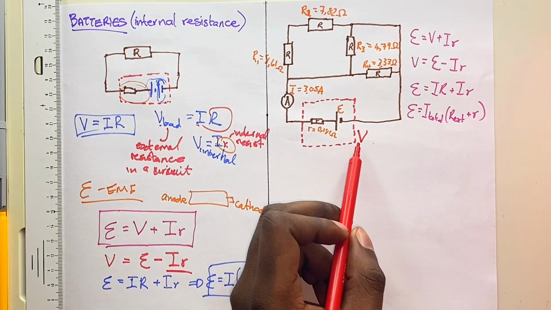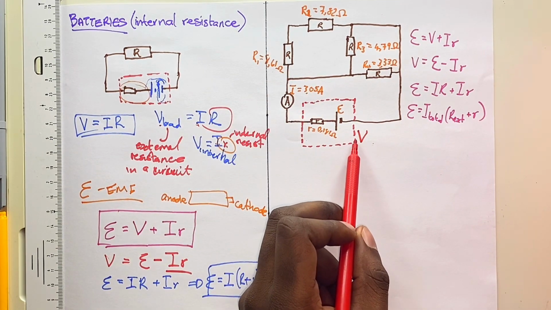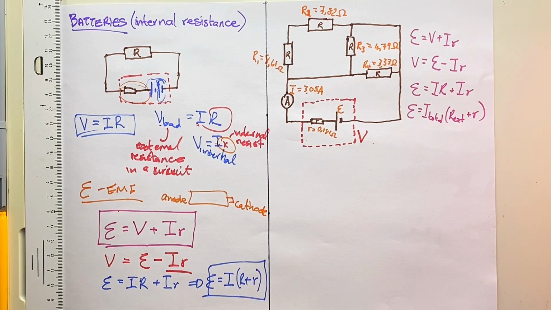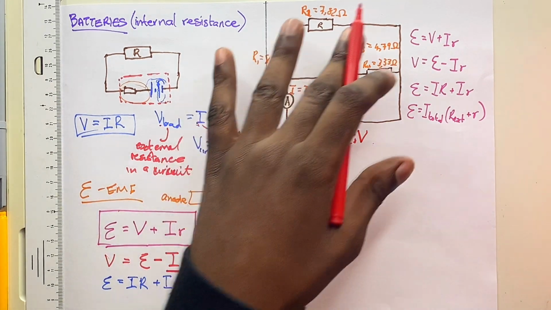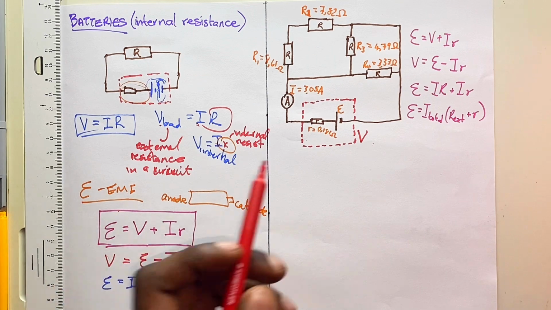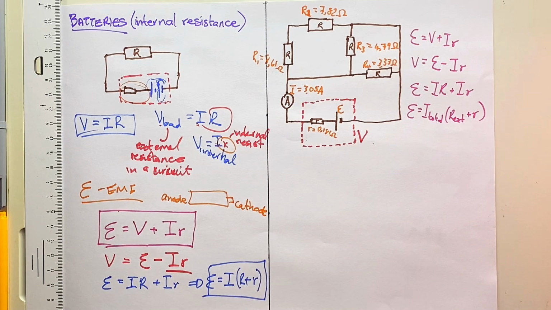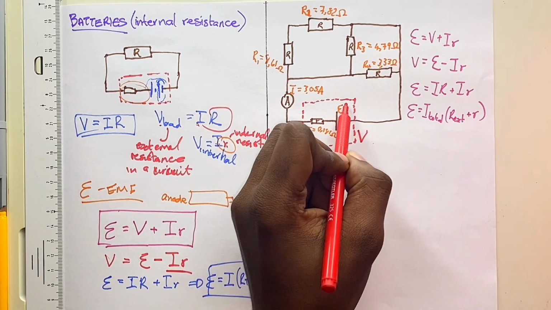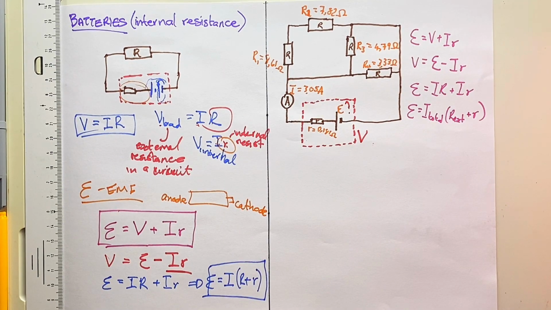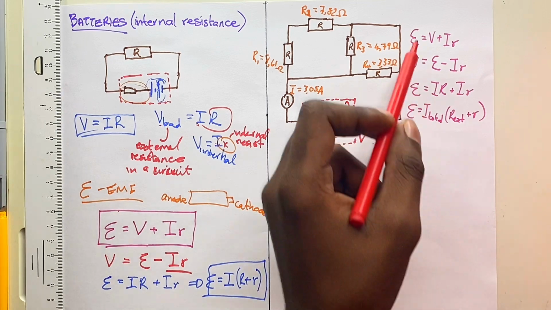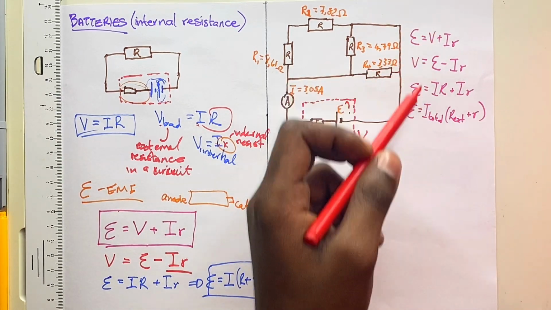So this will be my external voltage, and inside I have EMF and internal resistance. Now, given the information here on the circuit, we need to find how much EMF is in this circuit. So we are calculating the EMF. Now, we are going to use one of these equations.